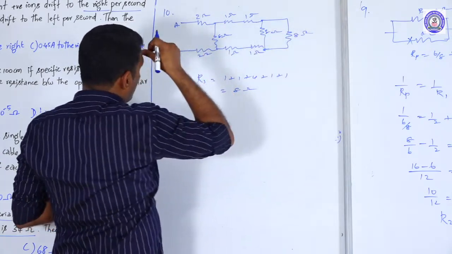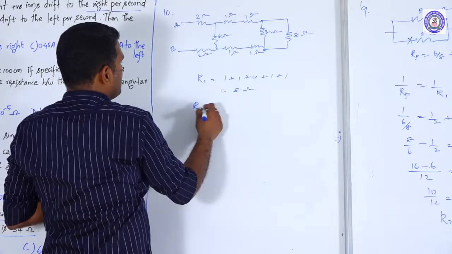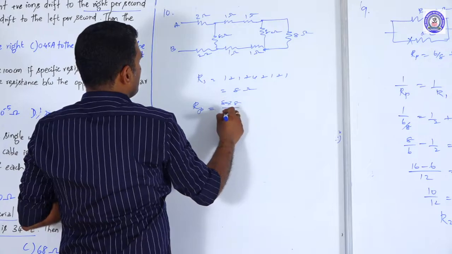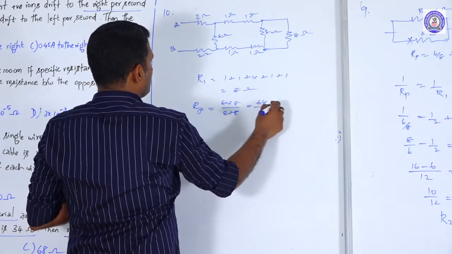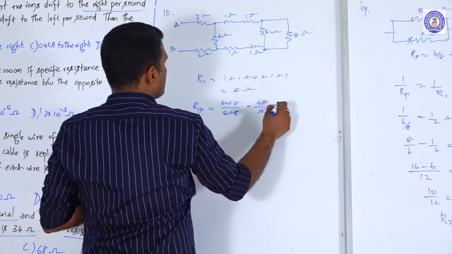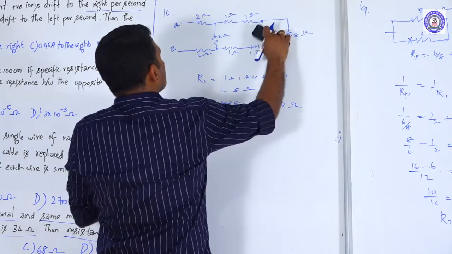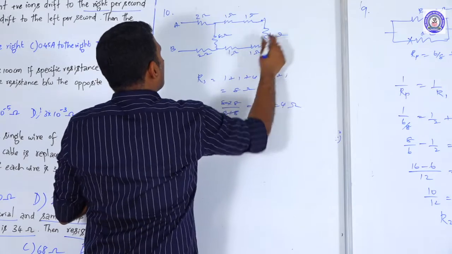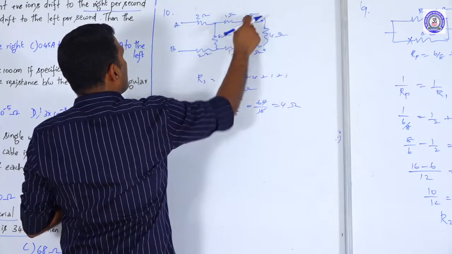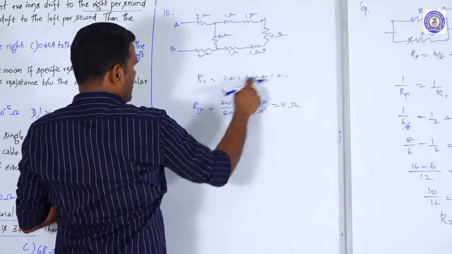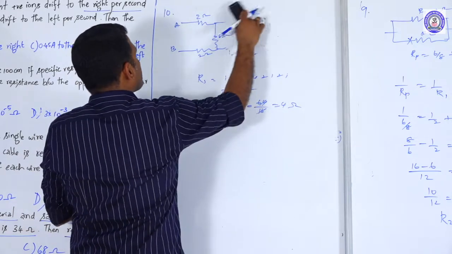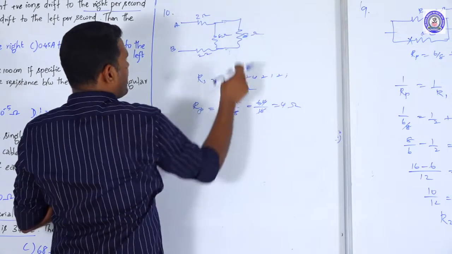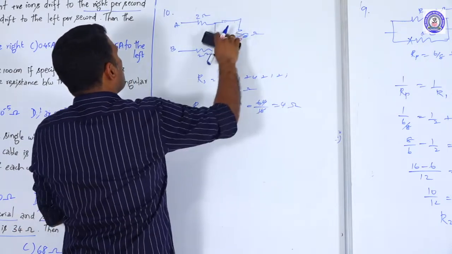This 8 ohm and 8 ohm are in parallel. So 8 into 8 divided by 8 plus 8, 64 divided by 16, 4 ohm. So these two resistances go off and it will become 4 ohm. Once again, this 4 ohm and this 4 ohm get added up and will become 8 ohm. 8 ohm and 8 ohm are in parallel, so it becomes 4 ohm.